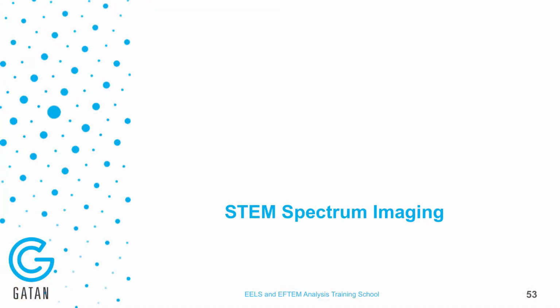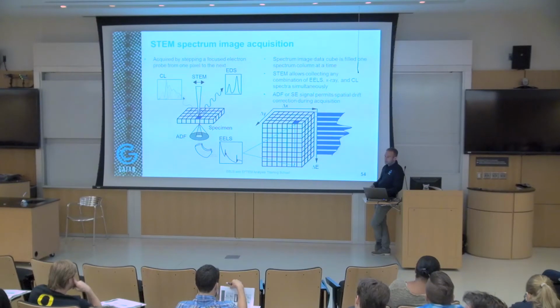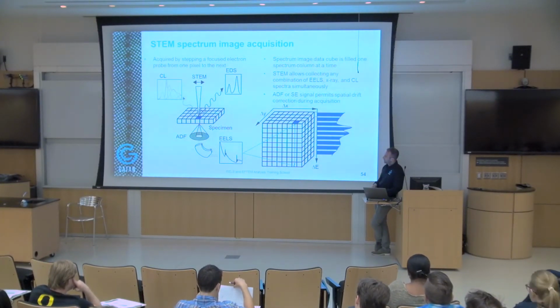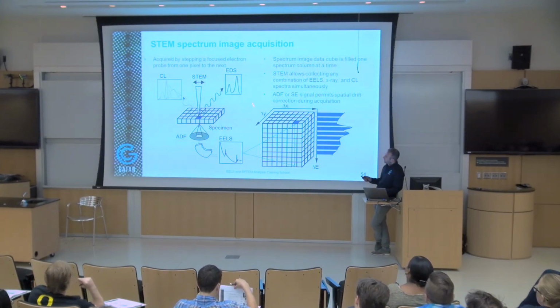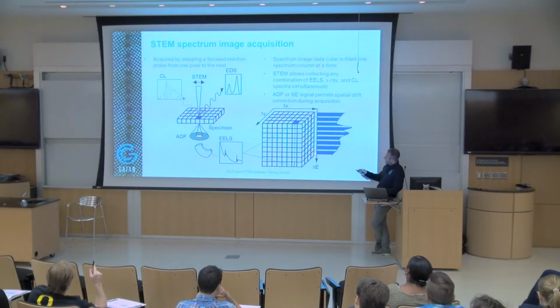So let's talk about the STEM approach first. The STEM approach is the most common these days because people are moving more and more towards STEM-based techniques. It also has some advantages. Simultaneously, you can collect a different signal: EDS, CL. If you have a CL detector, you can build your STEM image point by point using a dark field detector, in addition to an EELS spectrum.